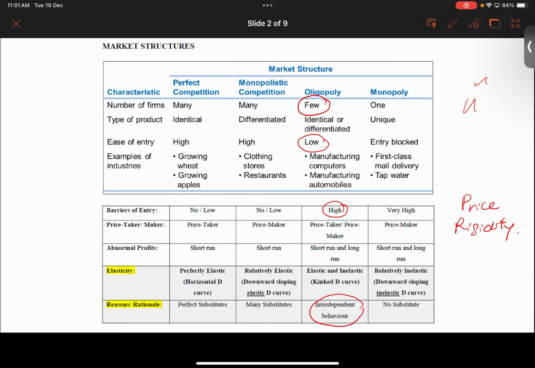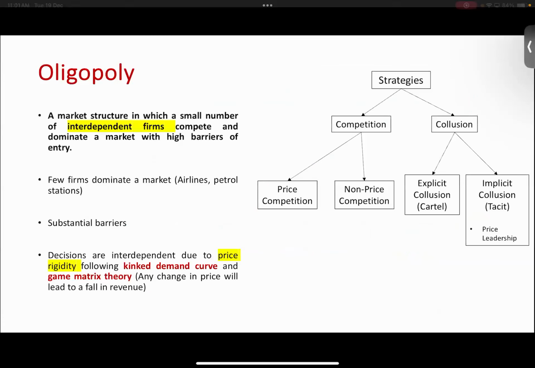Usually these kinds of firms are able to earn abnormal profits in both the short run and the long run because there are only a few firms in the industry. And the graph we call the kinked demand curve, in which there will be a price elastic and a price inelastic part. I will show you that in the diagram in a while. So overall, in summary, oligopoly refers to a small number of interdependent firms.